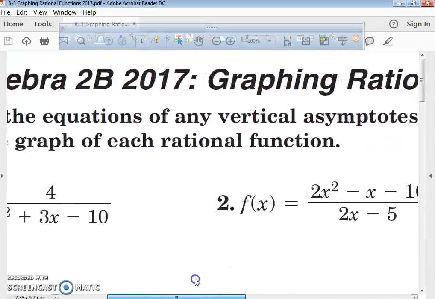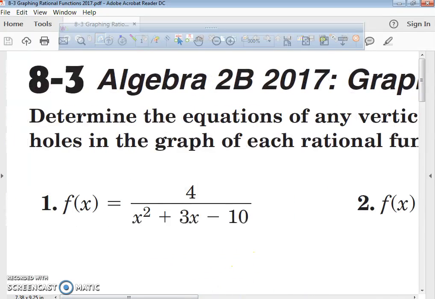Today we are starting our process of graphing rational functions. Okay, so what we're going to do to start out is take problem number 1 and type it in the graphing calculator so you can see what it looks like.